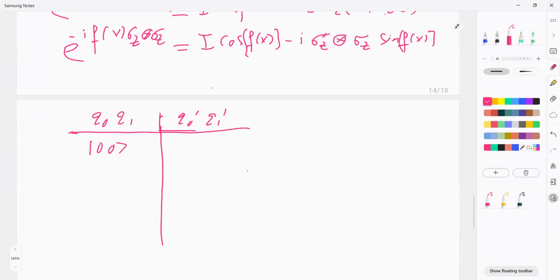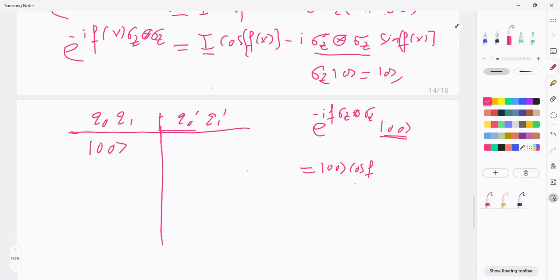If I apply this minus iota f sigma z tensor sigma z to state 0, 0, this means I apply identity to this, so I get 0, 0 cosine f. Then I apply sigma z to the 0, 0, and sigma z on 0 is just 0. And just for the next example, sigma z on 1 is minus 1. So this sigma z on 0 and this sigma z on 0 give just plus 1 times plus 1.